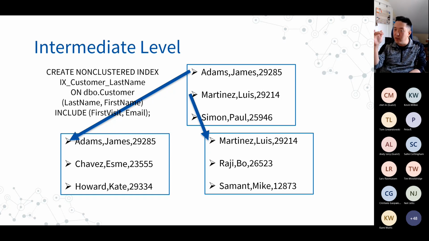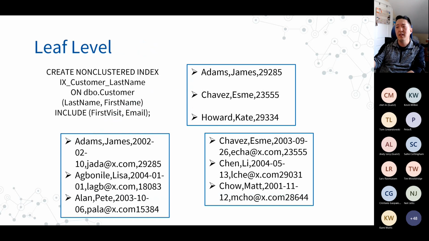So we have these, again, that first value is that first value, that second value is that first value of the next data page, and so on and so forth. So if I had enough room on this screen, Simon Paul would be the pointer to the third data page, okay? Now let's add in the leaf level.